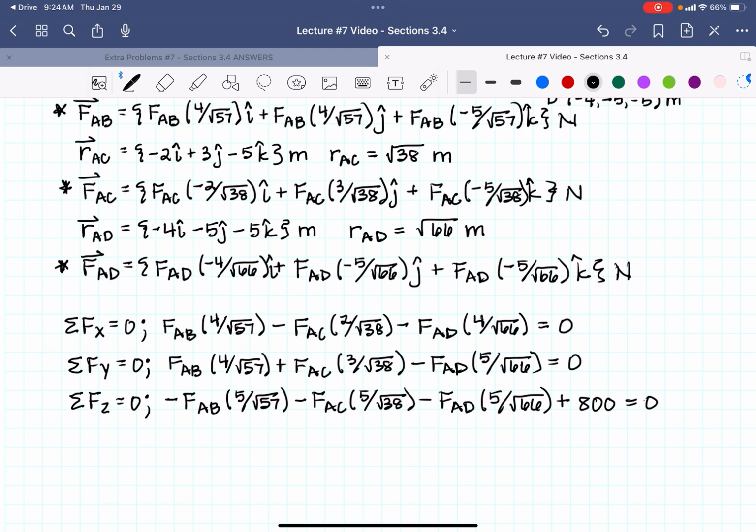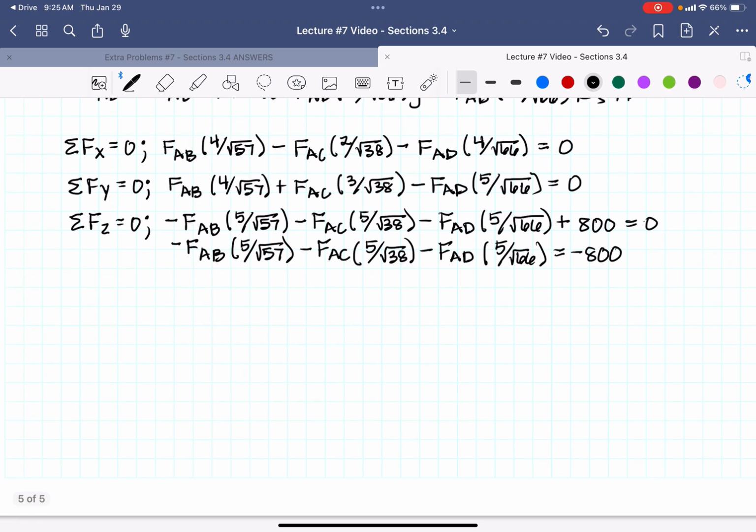So I'm going to rewrite this last equation, because all of our scalars need to be on the right side of the equation for me to use this. So I'm going to rewrite this as negative FAB times 5 over the square root of 57 minus FAC times 5 over the square root of 38 minus FAD times 5 over the square root of 66 equals negative 800. All right, now I'm going to set up my matrix. I'm running out of room, but that's okay.